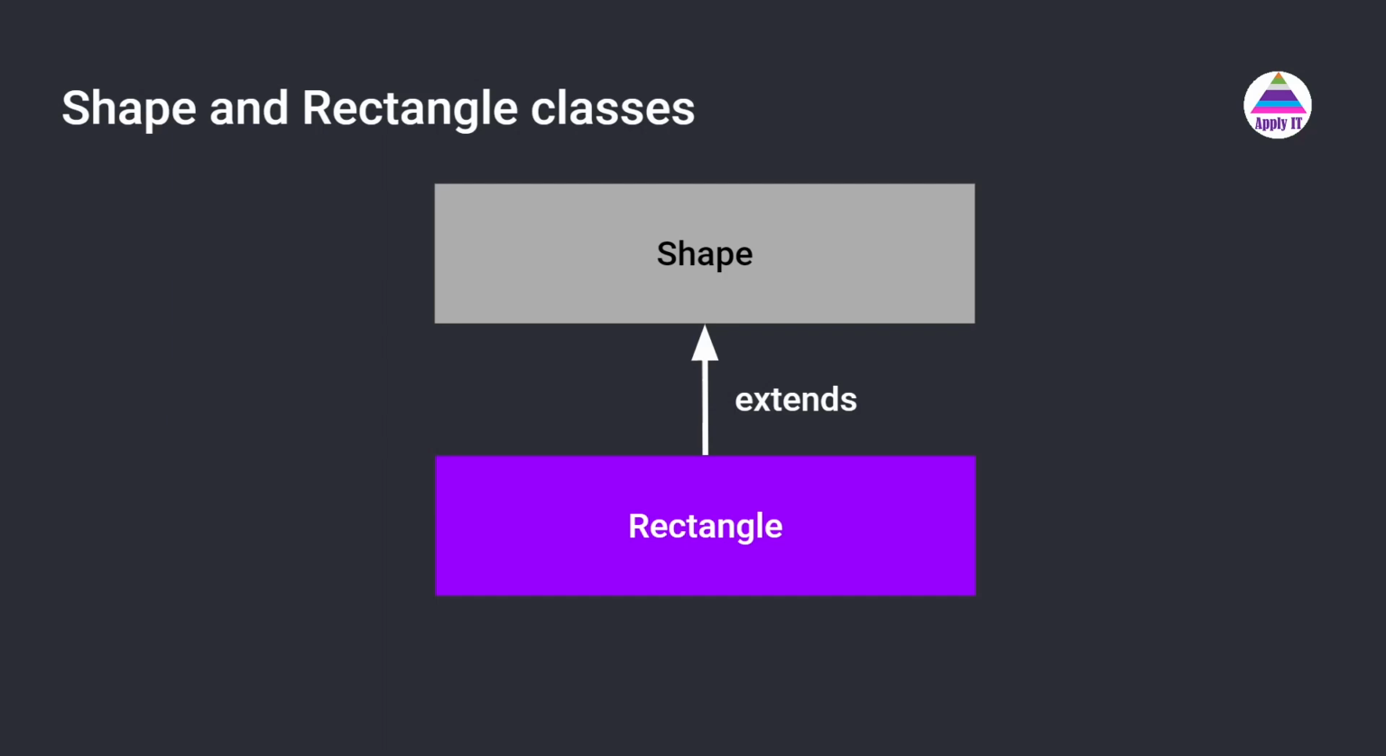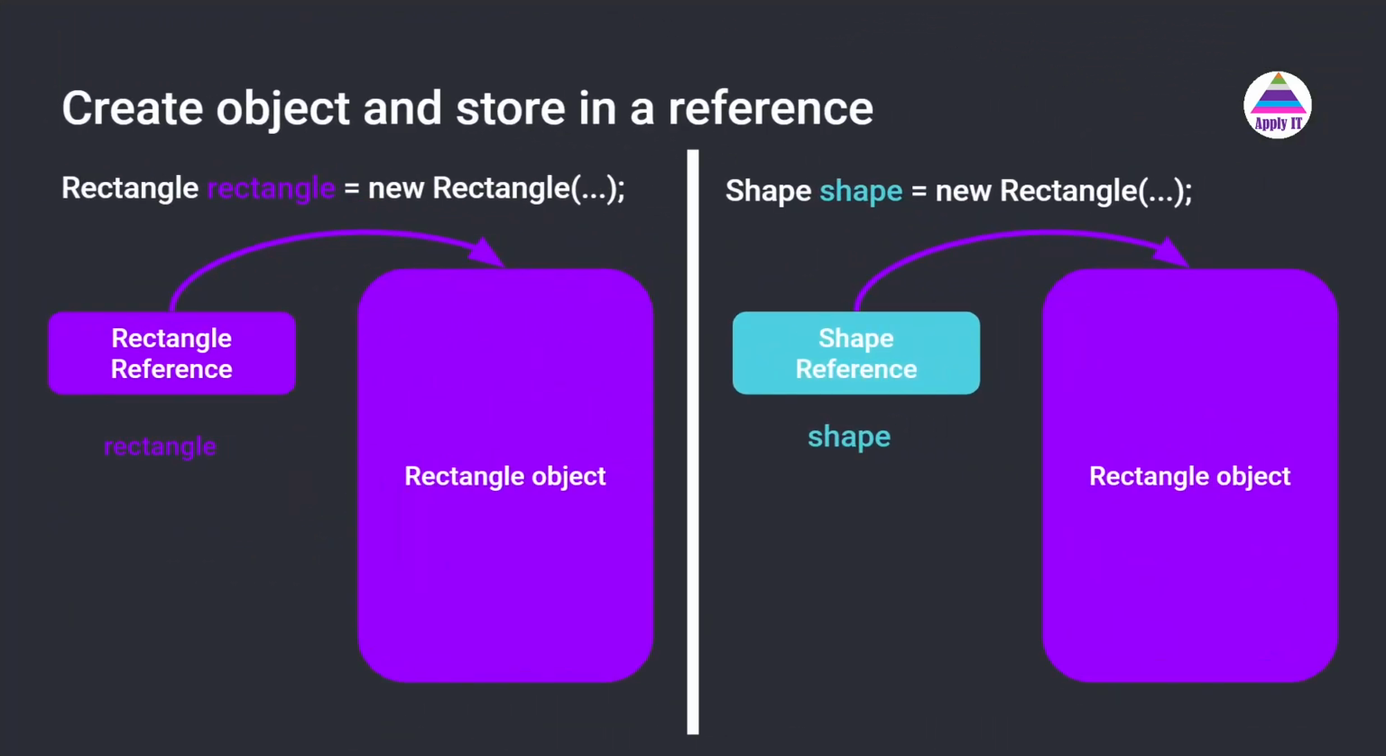We'll consider this situation. We have a shape class and one derived class of the shape class called the rectangle class, where the shape class will have certain properties and the rectangle class is going to add some properties to the shape class. So on the left hand side, we have an object of the rectangle class that we store in a reference of rectangle. And on the right hand side, we have a similar situation, but the rectangle object is stored in a reference of the shape class. So when we store an object of a derived class into a reference of the base class, what different properties or methods can we access using that reference? That is what we want to understand.